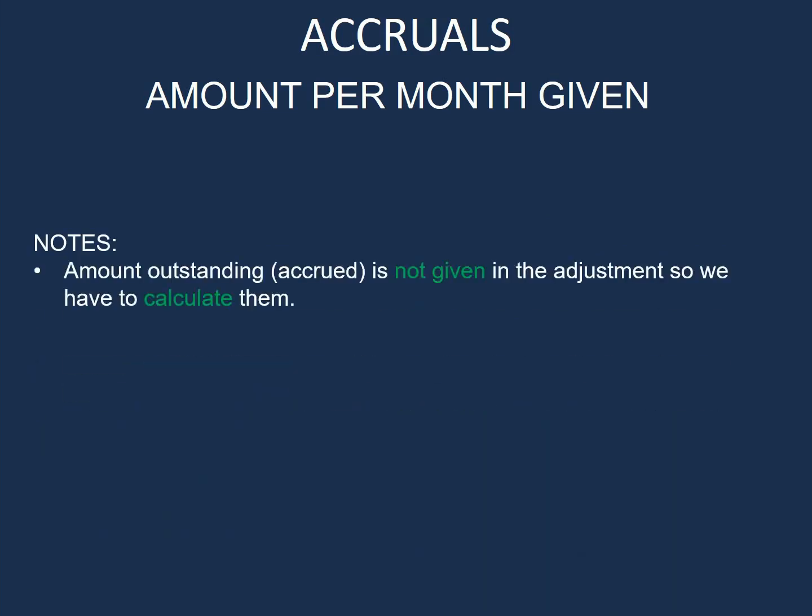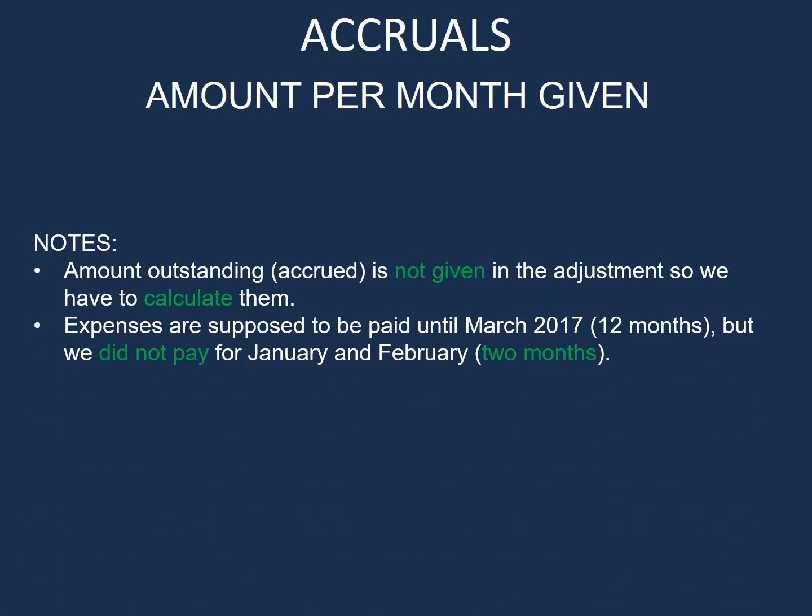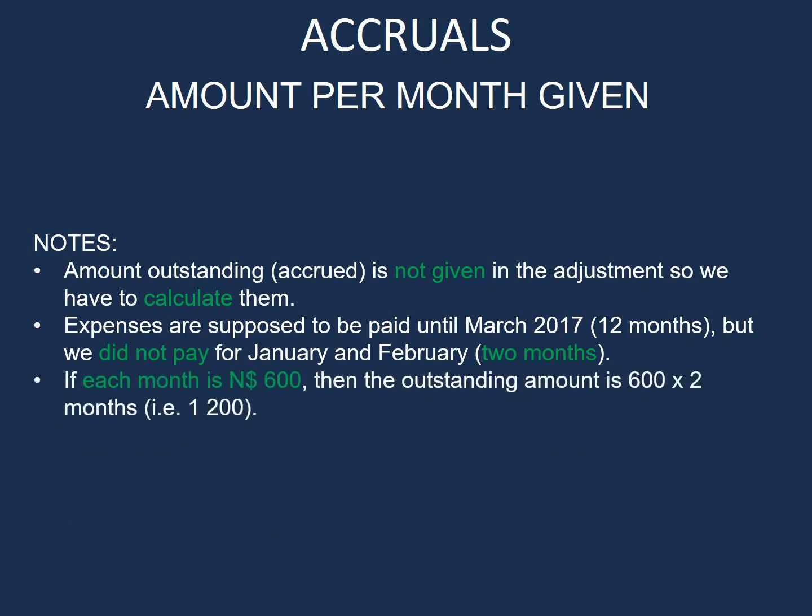The amount outstanding is not given in the adjustment, so we need to calculate them. Expenses are supposed to be paid until March 2017. That is from the beginning of the period until the end of the period, which is 12 months, but we did not pay for January and February for the 2 months. If each month is $600, then the outstanding amount is 600 times 2. That's to say $1,200. Let's have a look at our next example.